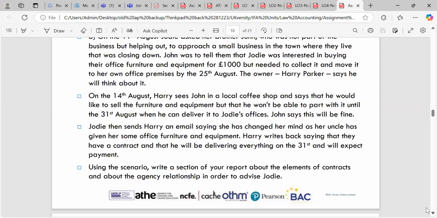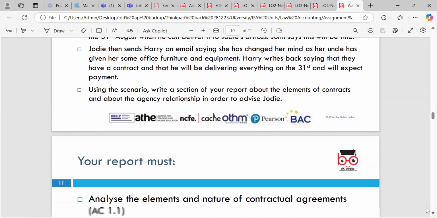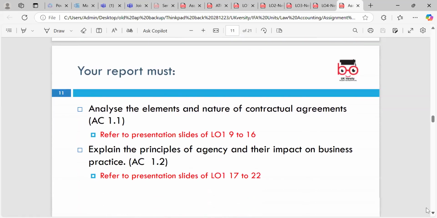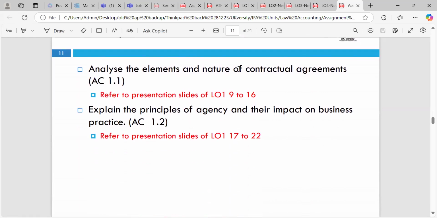So please, you have to look at this in light of the five elements of a contract. There should be an offer, there should be acceptance, there is an agreement, there is consideration, or it was an invitation to treat, they didn't agree, and it's before actually performing the contract, so it did not proceed. That's what we need to look at. It doesn't become a contract until we have these. So analyze the elements and the nature of the contractual agreement. Refer back to the slides in the lectures.